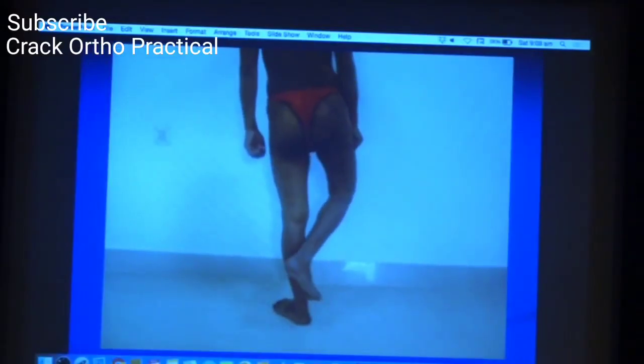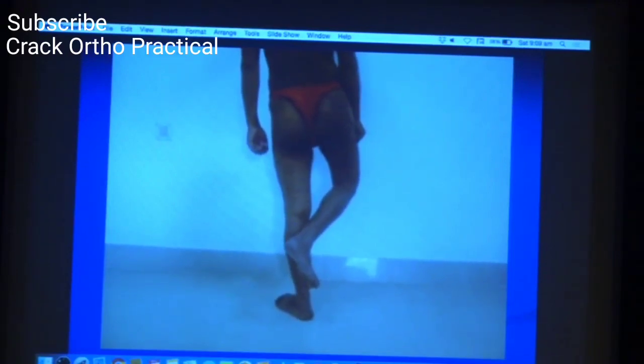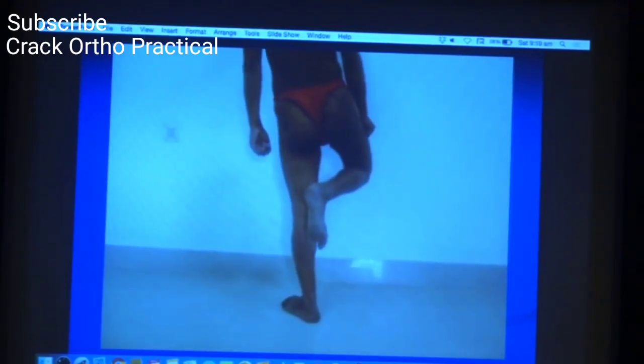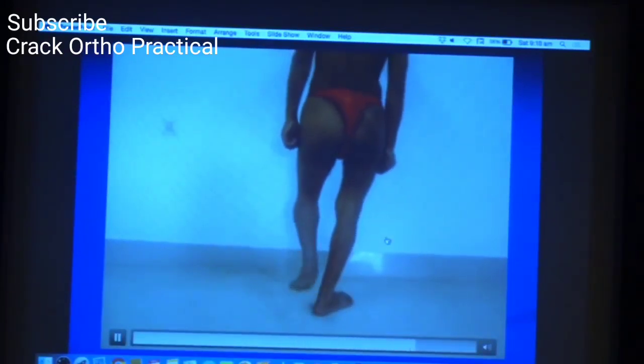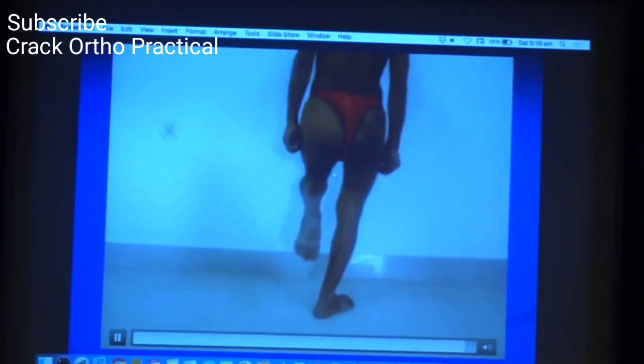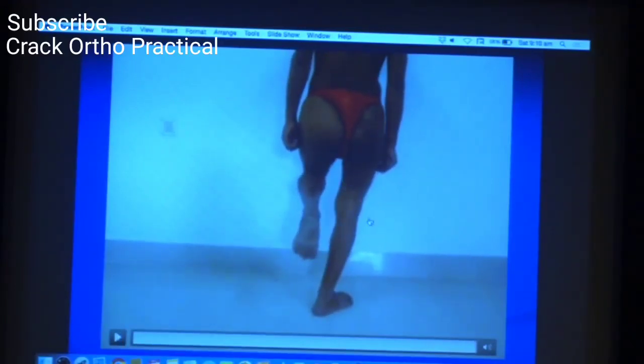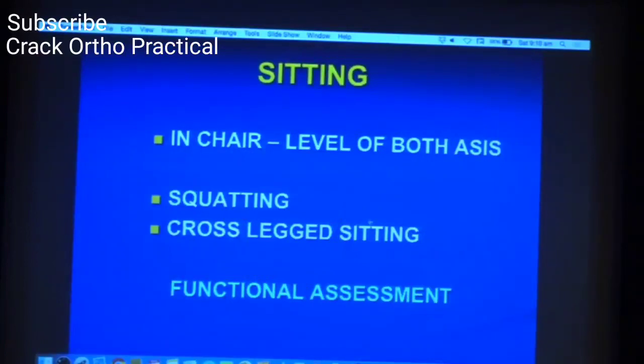And to give you a video demonstration of the same patient standing on the normal side, the gluteal fold is rising up, followed by double stance, and finally on the affected side, the gluteal fold sags down. So this is the demonstration of the Trendelenburg sign.